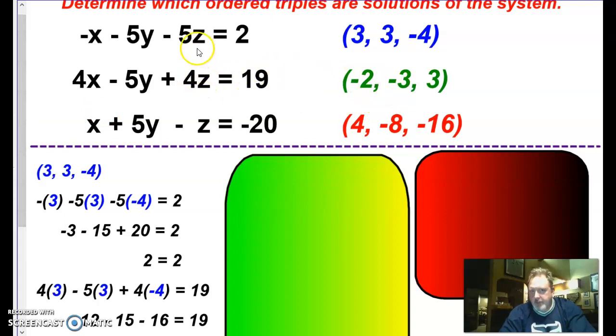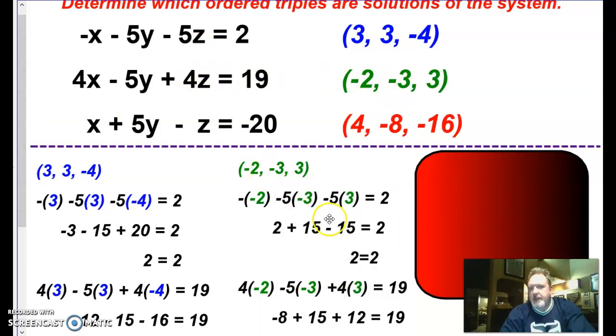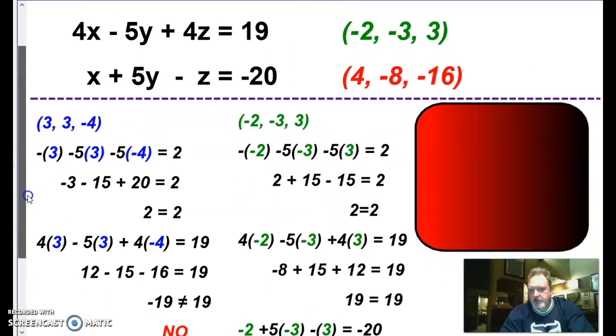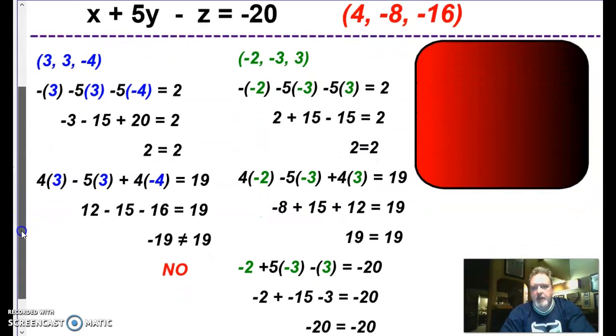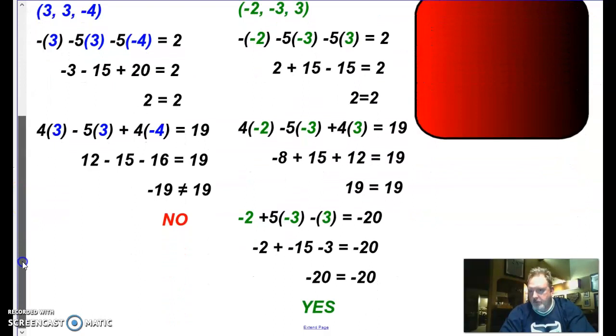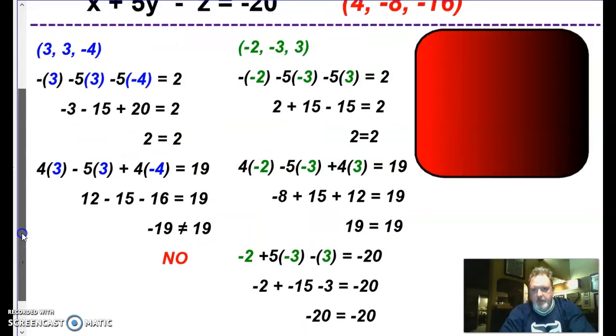All right, negative 2, negative 3, 3. We're going to plug this again into the top equation, and it does work. So we move on to the middle equation, and we do get 19 equal to 19. So now we have to check the third equation, and it works for the third one as well. So that point is a solution of this system of equations.